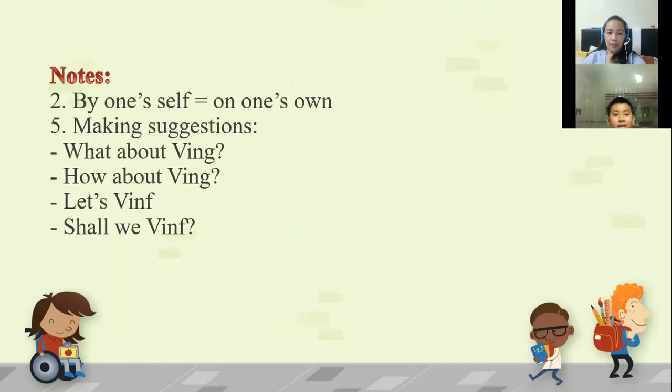No. Easy, okay. By oneself, on one's own, let's try. This is another comparison between by oneself and on one's own. Okay, can you read it? Making suggestions. What about verb ing? What about playing? How about singing? Dancing? Yes. Singing? Yes, as long as verb ing. Turning on the lights. Turning, yes. Very good.